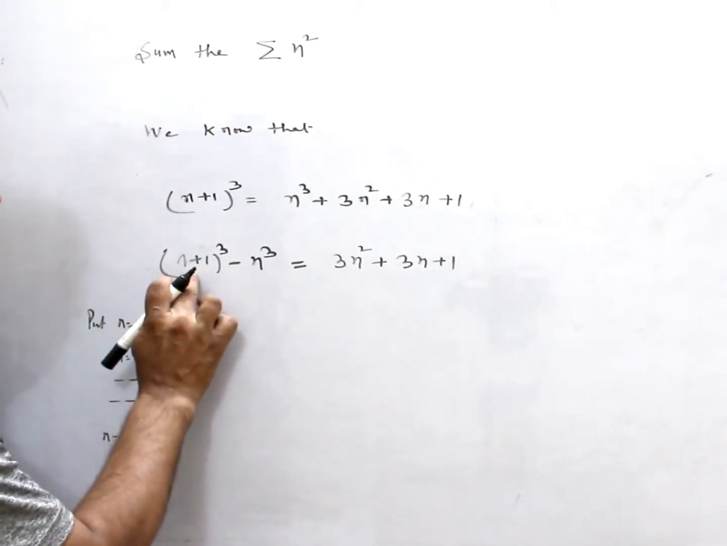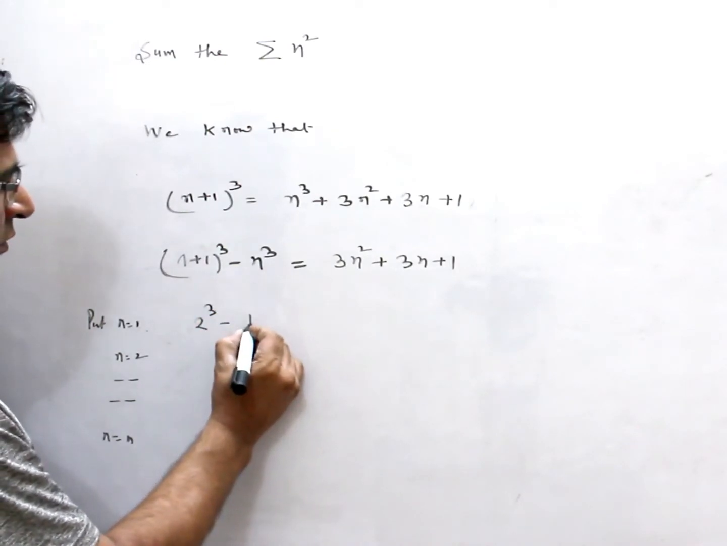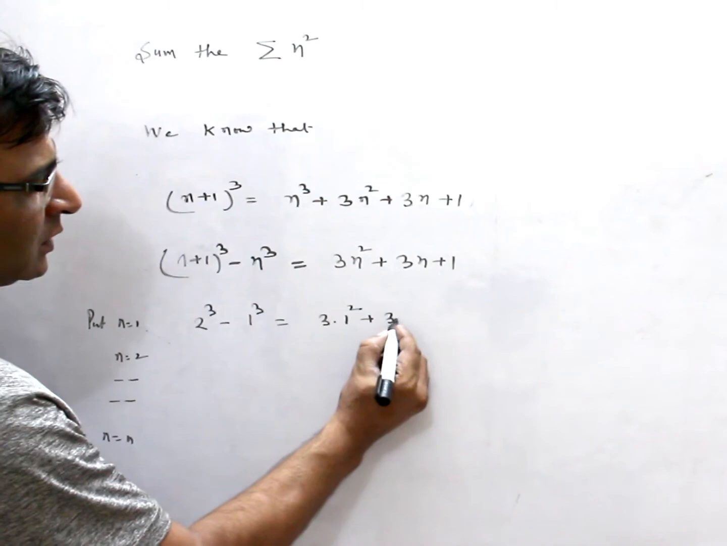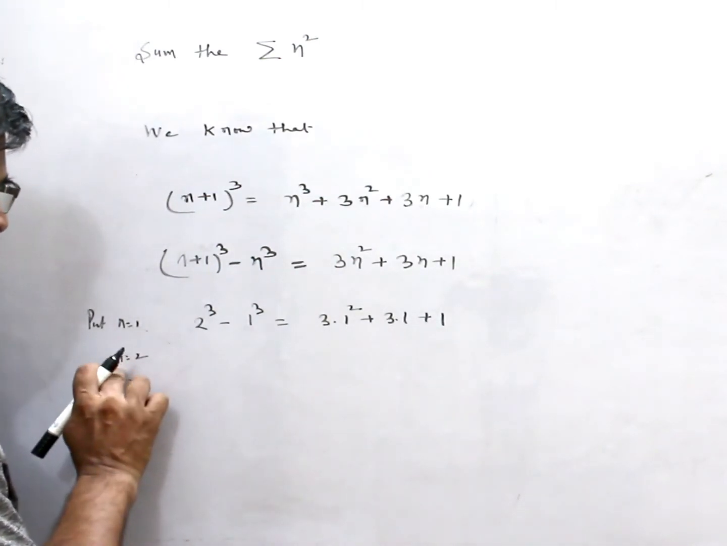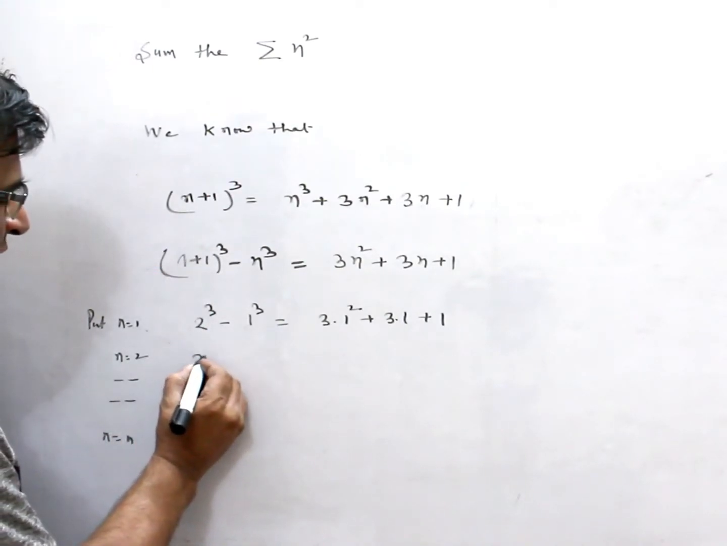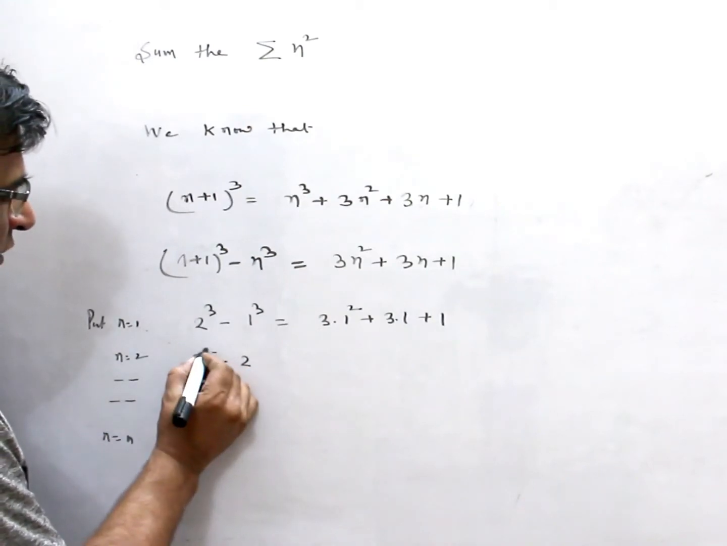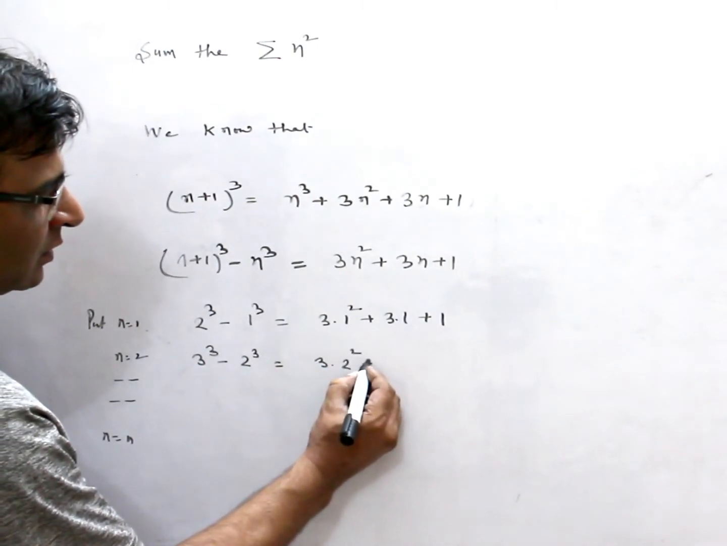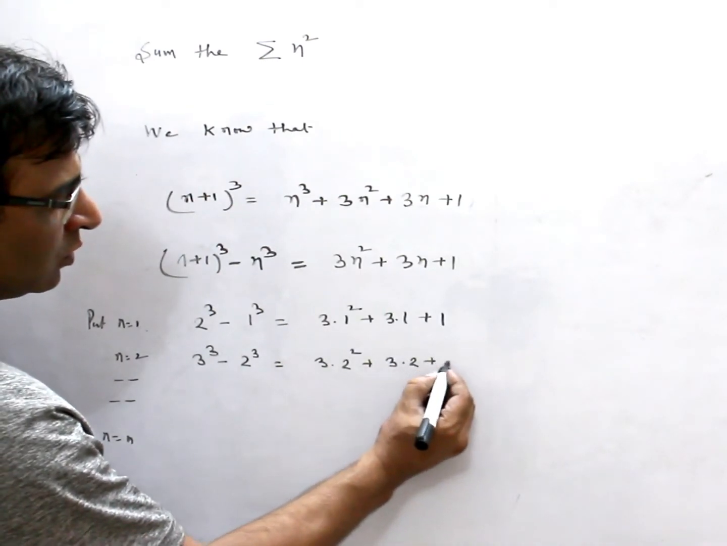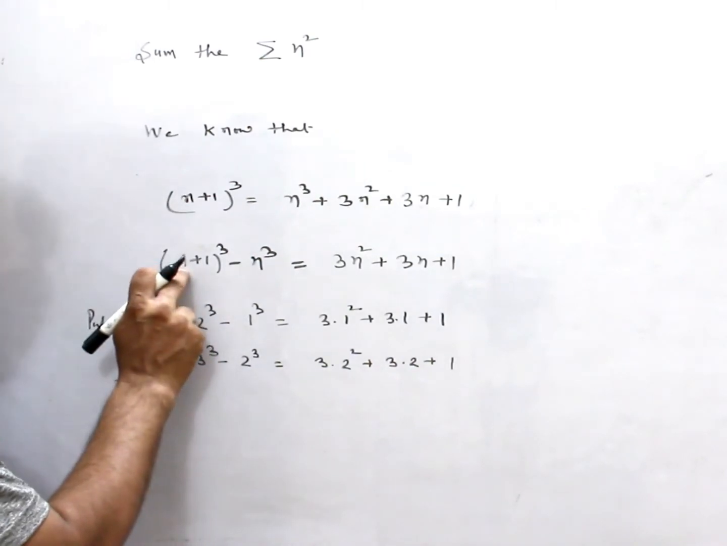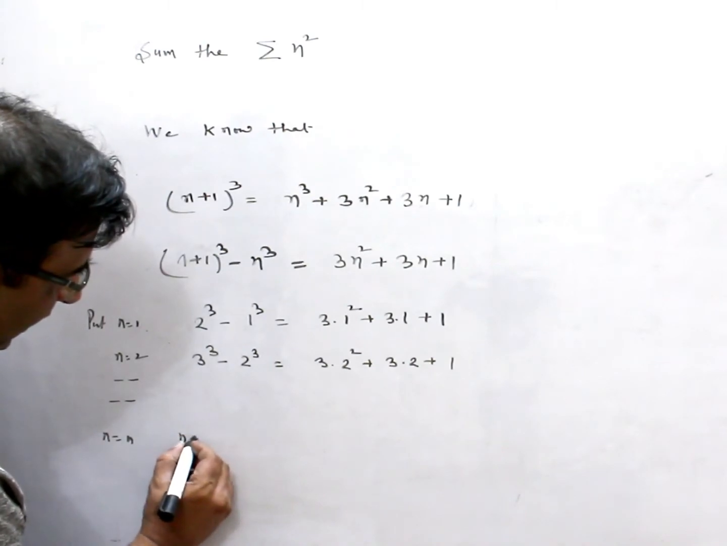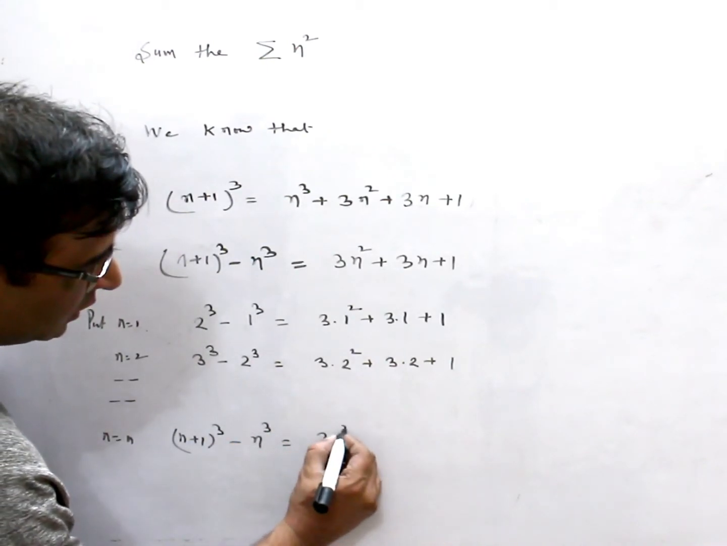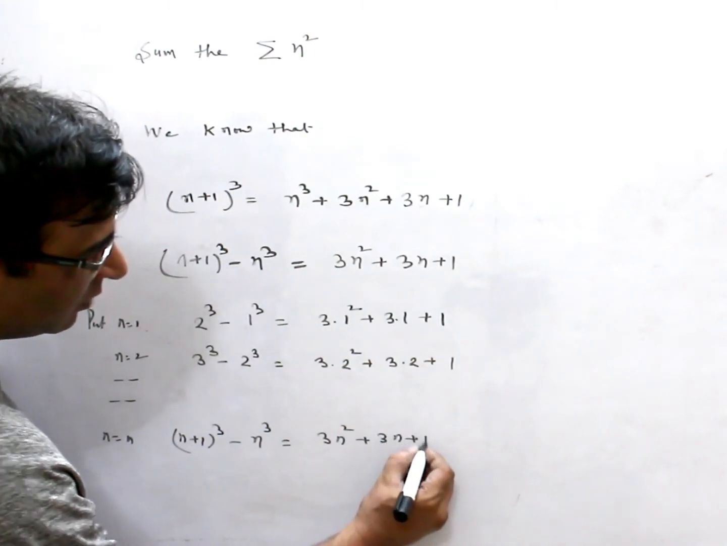What do I get? If I place 1, that is 2 cube minus 1 cube equals 3 into 1 square plus 3 into 1 plus 1. And when I put 2, it becomes 3 cube minus 2 cube equals 3 into 2 square plus 3 into 2 plus 1. In the last, when I place n, it is the same: (n plus 1) cube minus n cube equals 3n square plus 3n plus 1.